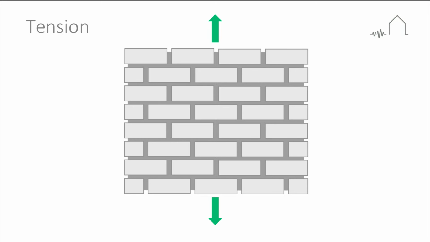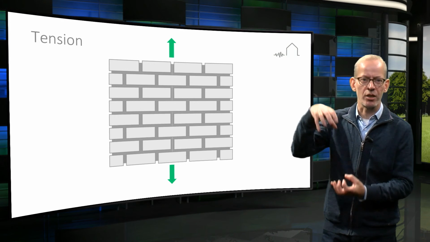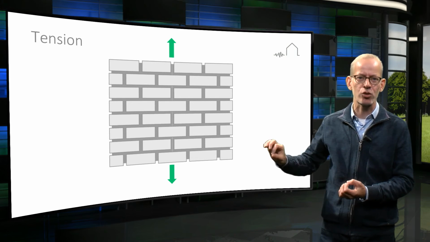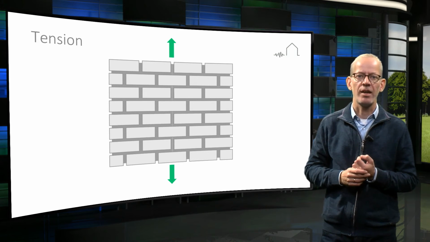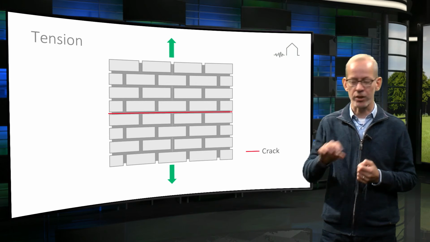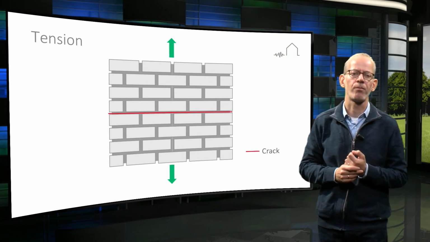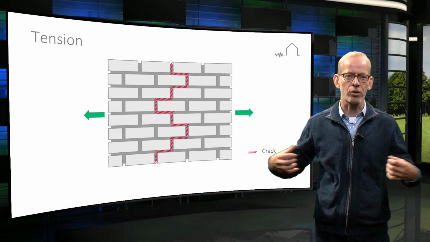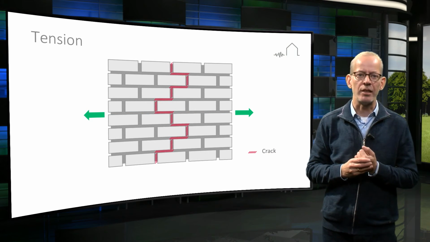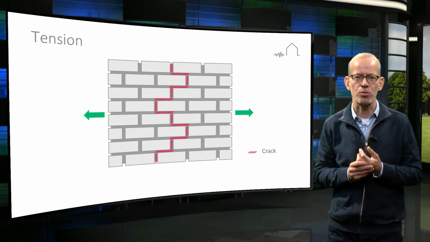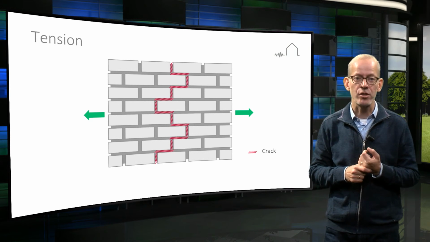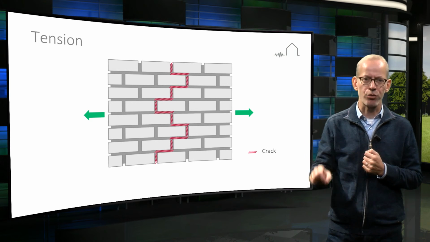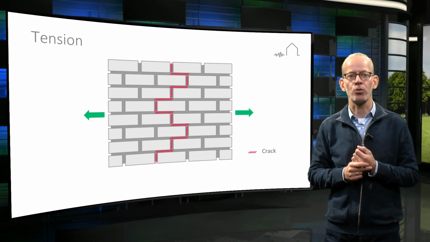Tension forces applied to masonry in the vertical direction as shown typically lead to exceeding the maximum bond stress between brick and mortar. This will generally result in an almost horizontal crack. Tension forces applied to masonry in the horizontal direction as shown typically lead to exceeding the maximum bond stress between brick and mortar, and this will result in an almost vertical crack, sometimes going through the bricks and sometimes through the head joints.